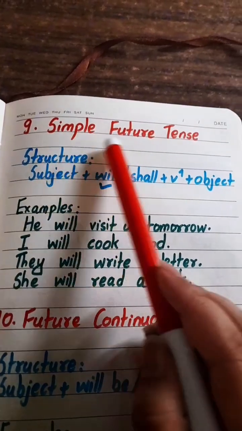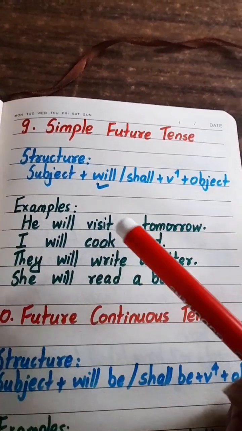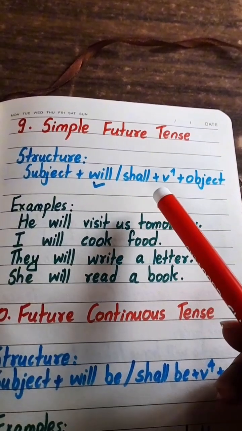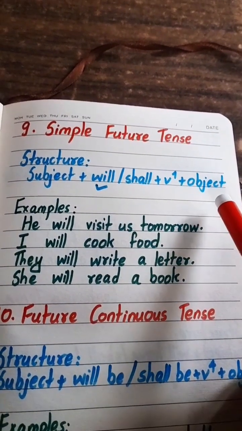Number 9, simple future tense. Structure: subject plus will or shall plus verb 1 plus object.